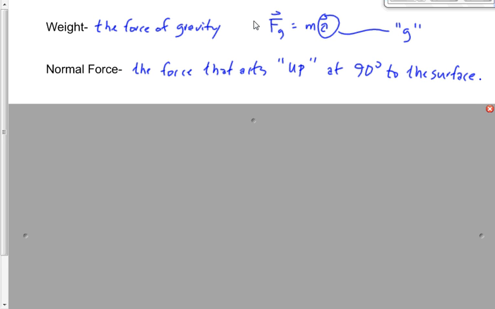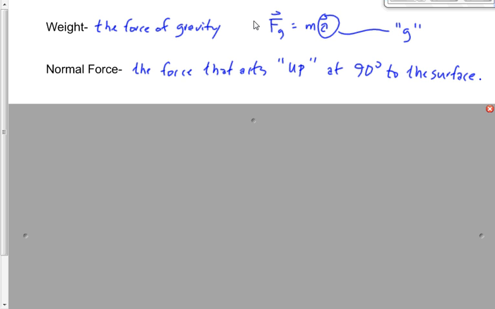a little bit more. Right now, you're sitting in your desk and not moving. You're in static equilibrium. That's not a new term, right? We've talked about that for the last few days. You're in static equilibrium. That means the forces acting on you must be balanced. Agree?